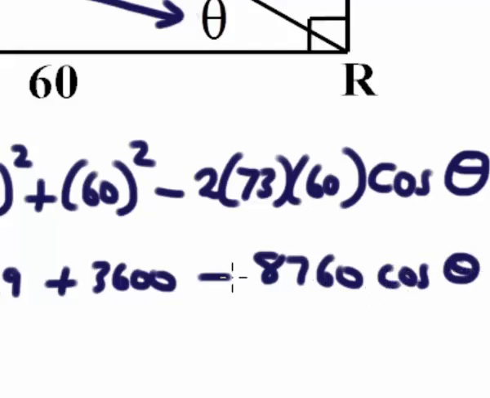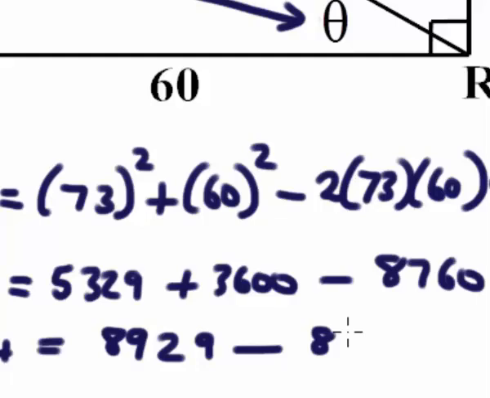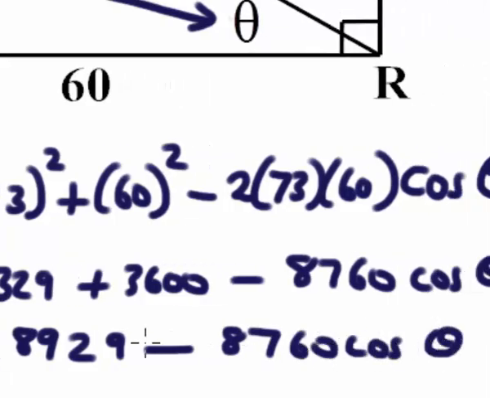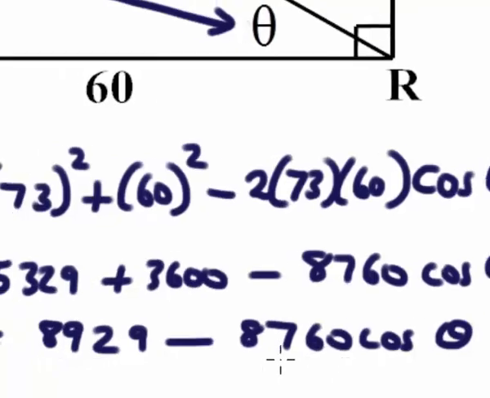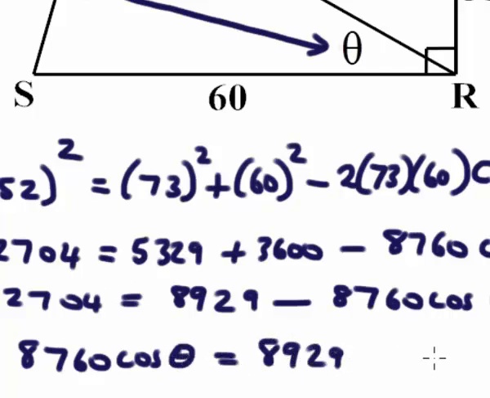Okay, great. Now, let's work this out. This is 2704. If you add these two together, what would that be? 5329 plus 3600, we're going to land up with 8929. Okay, subtract 8760 cos of theta. Okay, let's bring this guy to the left. So we get 8760 cos theta is equal to the 8929, and then bring the 2704 to the right. Okay, cool.